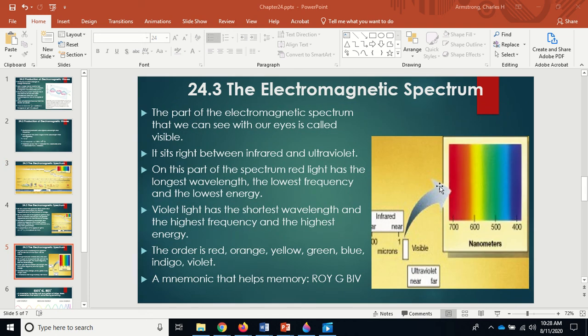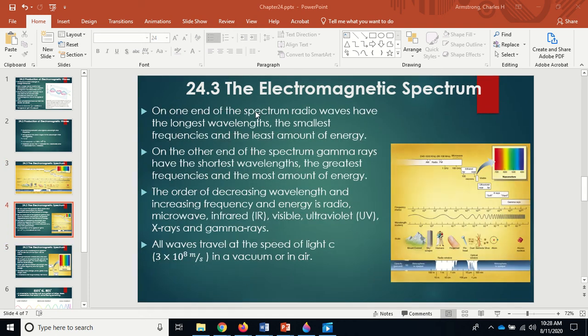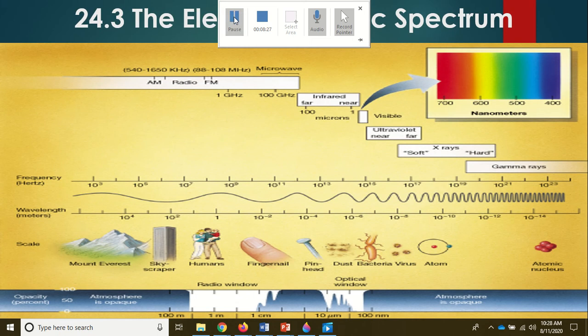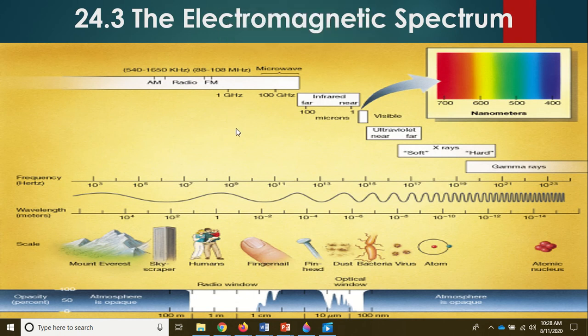Okay, so, oops, I went too far. Okay, the electromagnetic spectrum. Let me try something real fast. Let me try it on this. I think the last time I tried to do this, I hit the wrong button and screwed everything up.